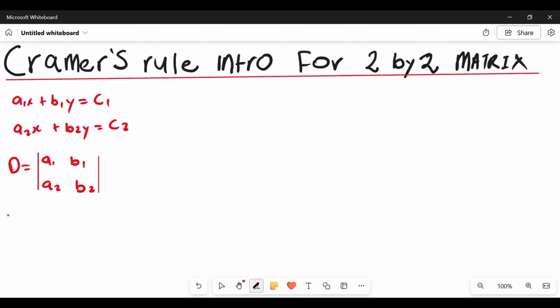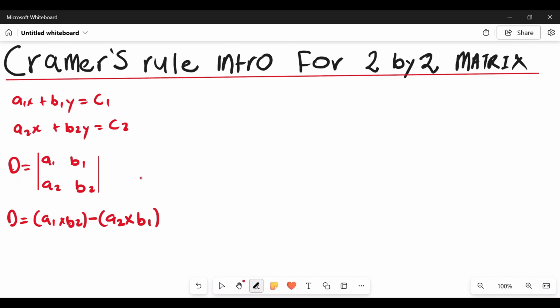So if we continue, we know that the determinant is going to be the product of the first entry and the last entry, subtracted by the product of the third entry and the second entry. There we go. So this here is going to give you the determinant.